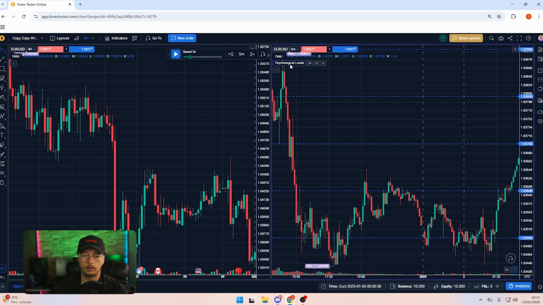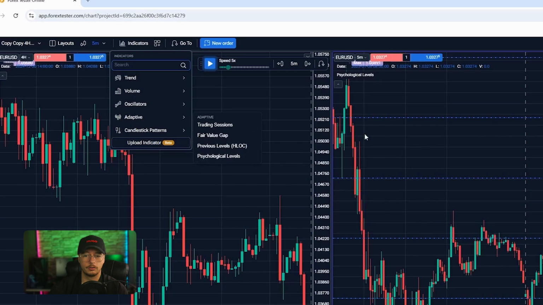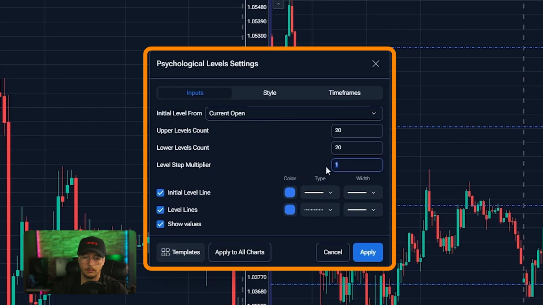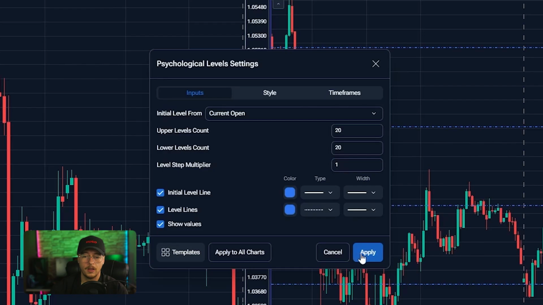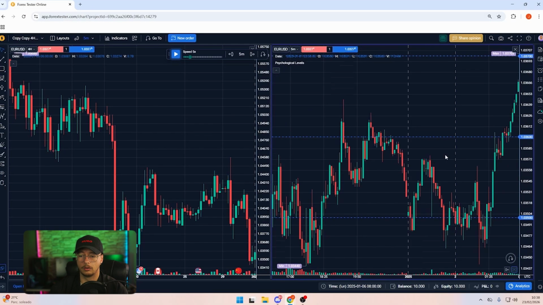So now, as you can see, I've got my psychological levels marked out here, and we can find them in indicators, in adaptive and psychological levels. And now obviously we just need to come to settings. By default it will come here at 5, and we're just going to set it to 1. So basically we can see that every 10 pips we have a psychological level.